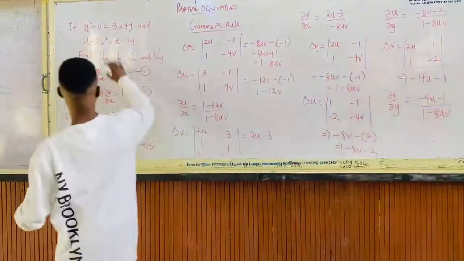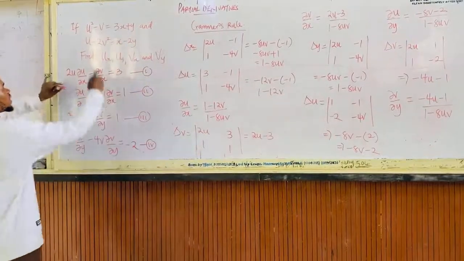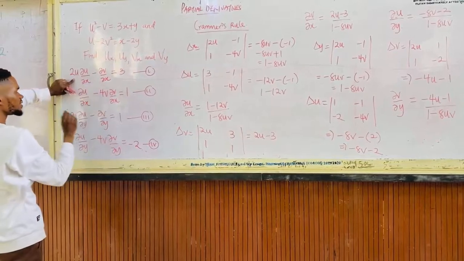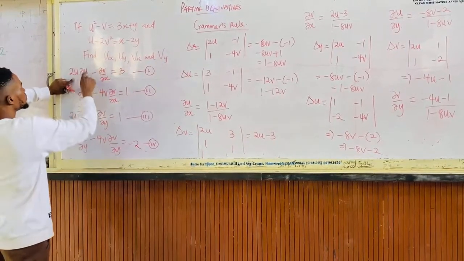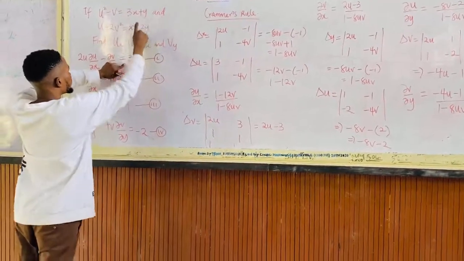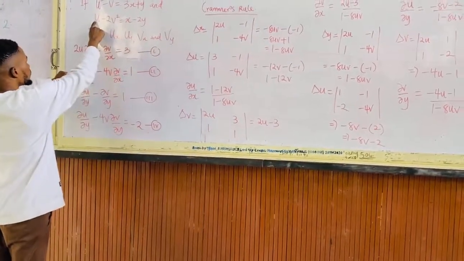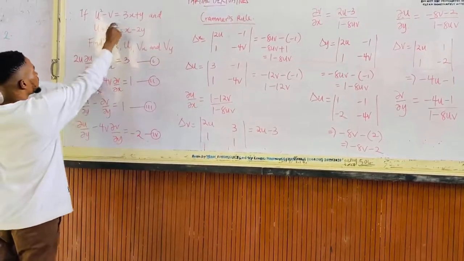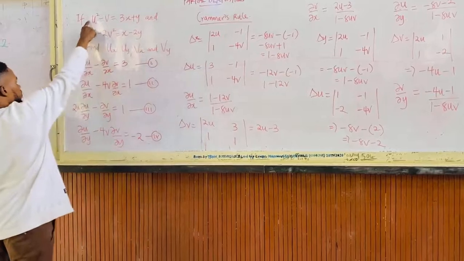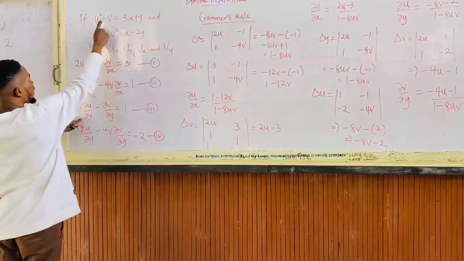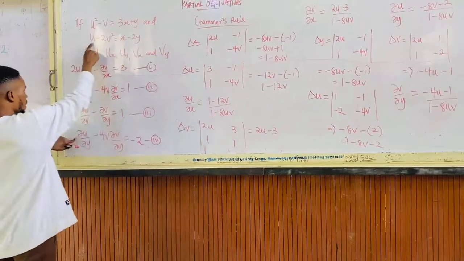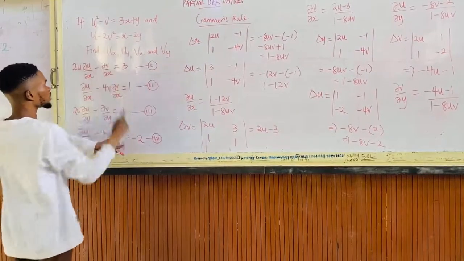We are given these two equations. Differentiate this one partially with respect to x. That's 2u using implicit differentiation. 2u the u del x minus the v del x is equal to 3. And this is 0. 1 the u del x minus 4v the v del x is equal to 0. Now also with respect to y, 2u the u del y minus the v del y is equal to 1. The u del y minus 4v the v del y is equal to minus 2.